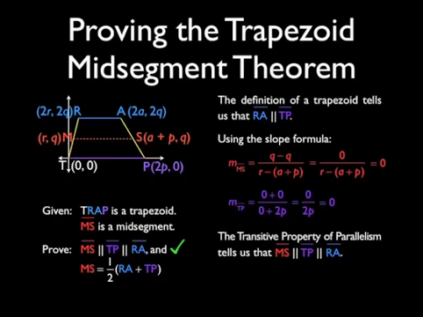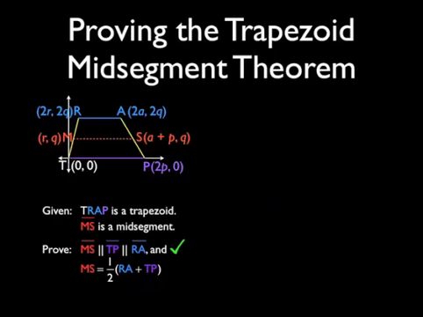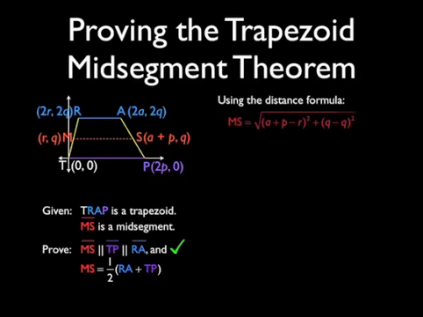Now let's talk about the lengths part. That's going to be a little bit longer. And to do that, we will need to use, of course, the distance formula to find the length of all three segments. So let's start with our mid-segment.